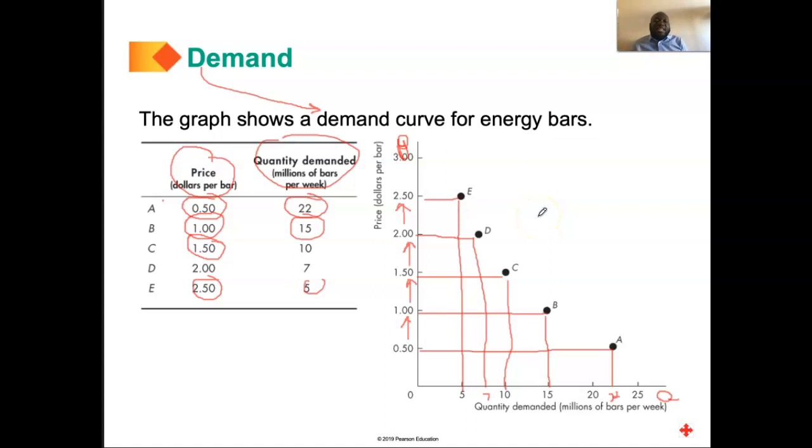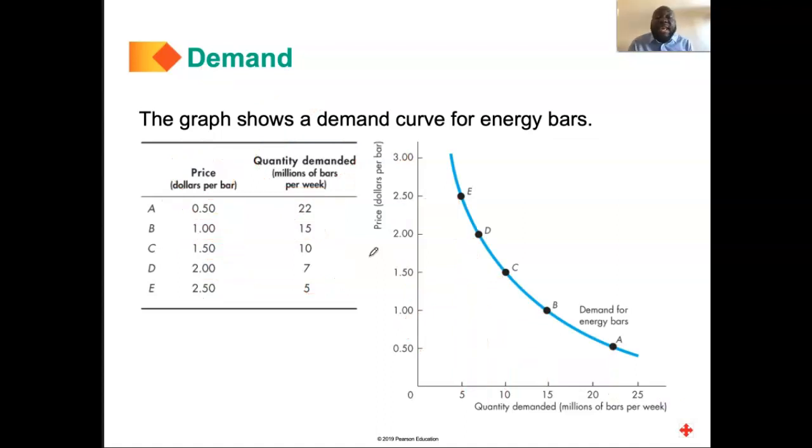Again, as you can see, as price increases, quantity demanded also falls. And again, this is due to the law of demand and the substitution and income effect, like we said earlier. So now we can connect all these dots, and that is how our demand curve is essentially going to look like. Our demand curve is going to be what we call negatively sloped.